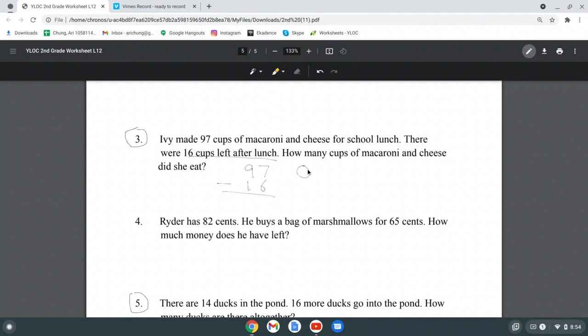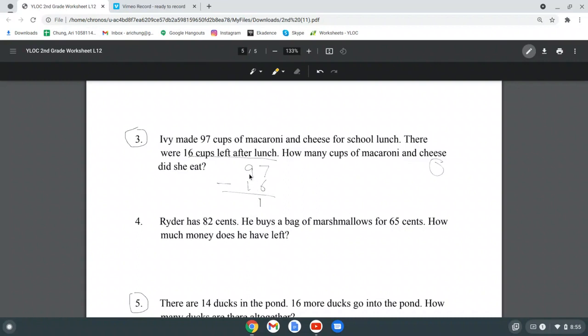We can draw this out. 1, 2, 3, 4, 5, 6, 7. And we are removing 6. So we take 1, 2, 3, 4, 5, 6. And how many are we left with? 1. So 7 minus 6 is 1.